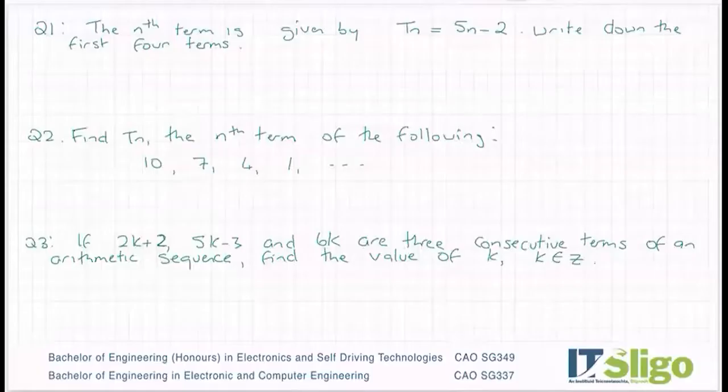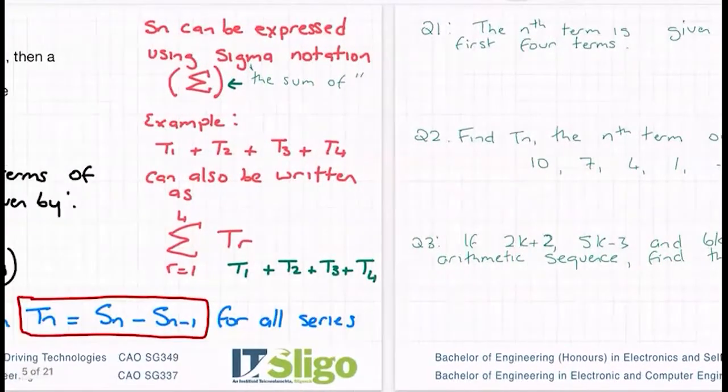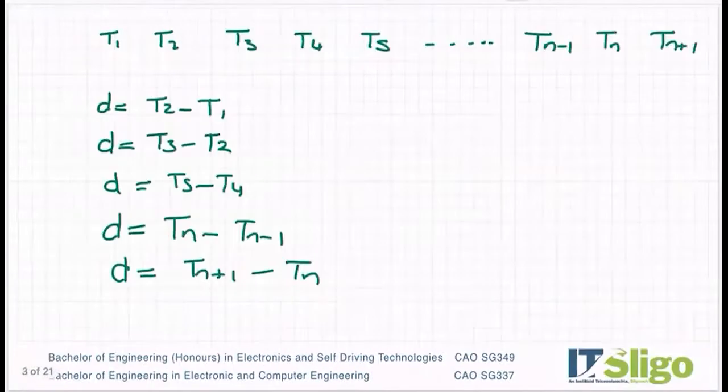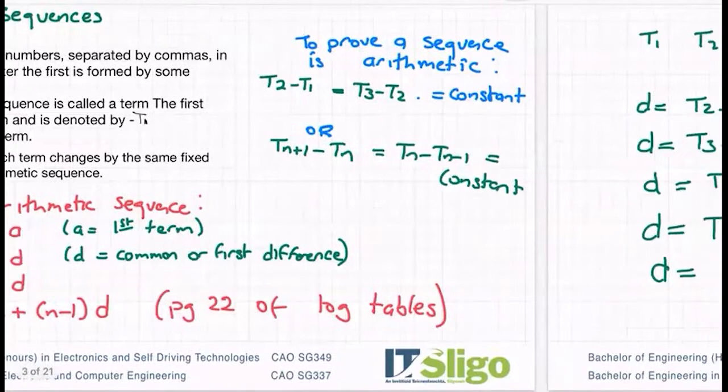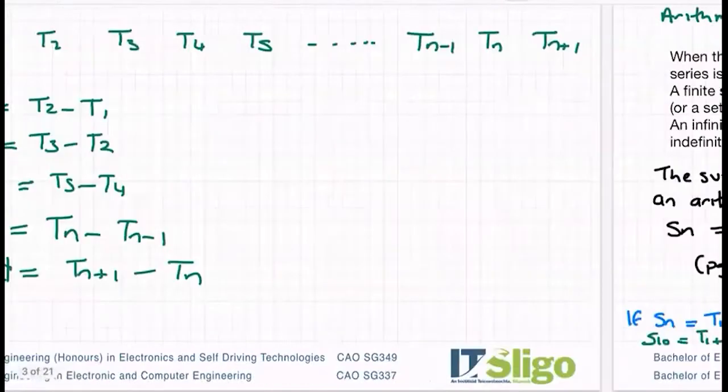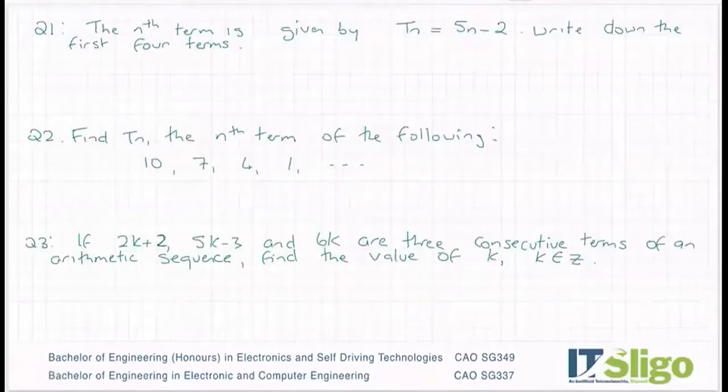Right, so let's have a look at those questions that followed on from the theory we were doing about arithmetic sequence and series. Okay, so the first question is: the nth term of a sequence is given by Tn is equal to 5n minus 2. Write down the first four terms. In many of the questions, it's actually easier if you write out your sequence, although it may not specifically be asked as part of the question.